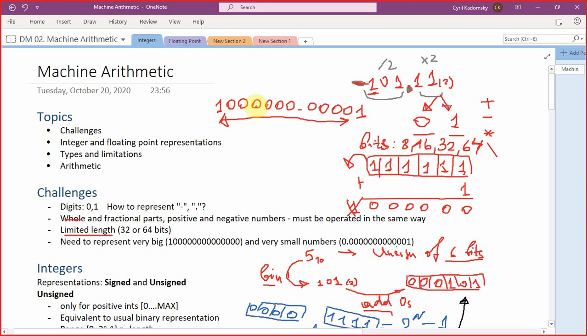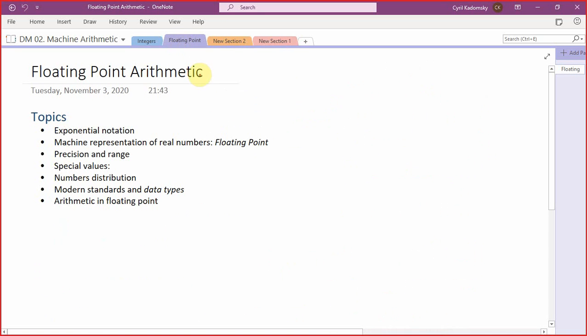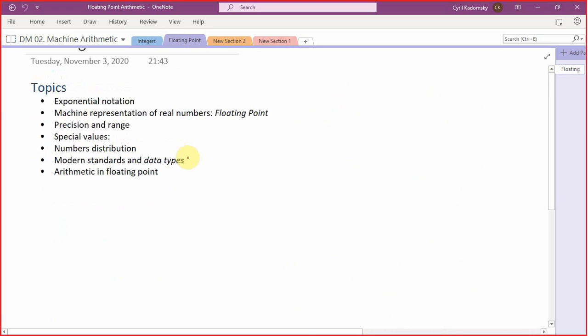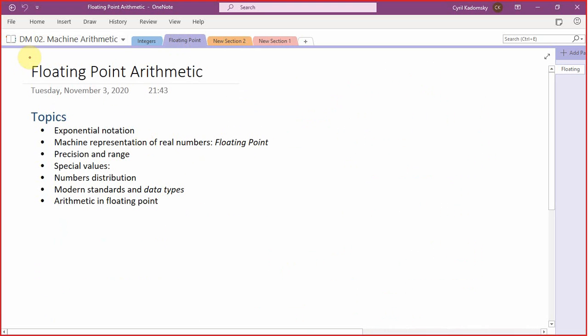Okay, so these are the challenges, and today we're going to find the solution for all of them, which is called floating point arithmetics. So the topic for today is floating point arithmetics.